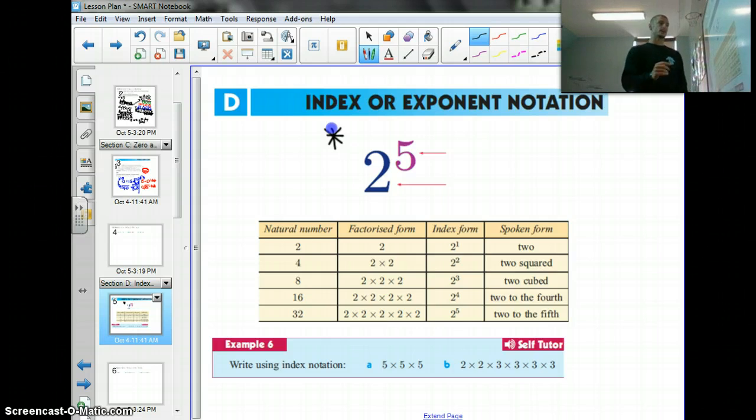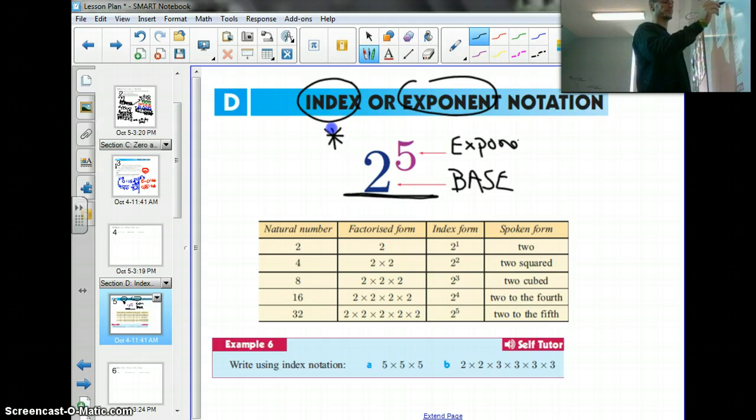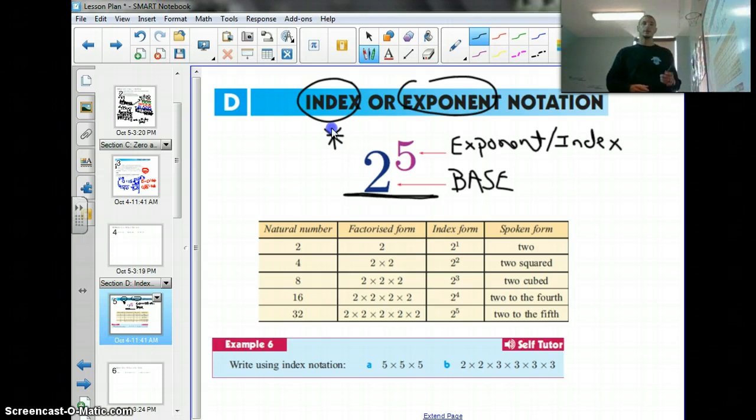By that I mean this. If you have a number that looks like this, the 2 is called the base. And the 5, as you can imagine, is either called the exponent or the index. You're going to notice if you do videos, if you do Manga High, they call it index. That's the European word. We use exponent in North America. It's the exact same thing.